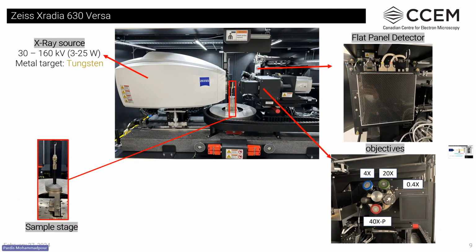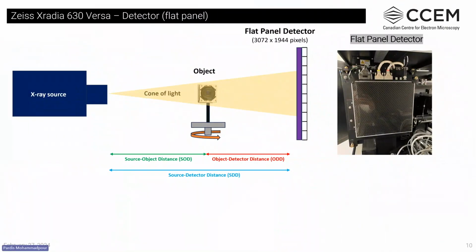Here you can see inside the X-Radia 630, the source energy varies from 30 to 160 kV. The metal target in this system is tungsten. There is a sample stage in the middle, and there are two different types of detectors, flat panel and objective detectors from 0.4x to 40x magnification. The flat panel detector contains 3072 by 1944 pixels. It's made of a scintillator, which converts the X-rays into visible light, which is combined with photosensitive diodes to convert the light into the digital image.